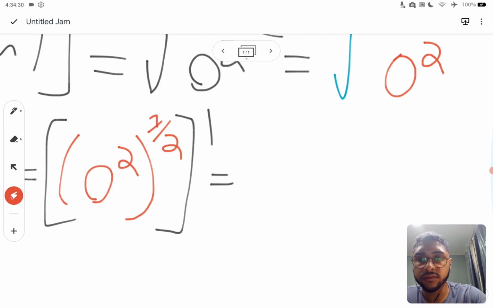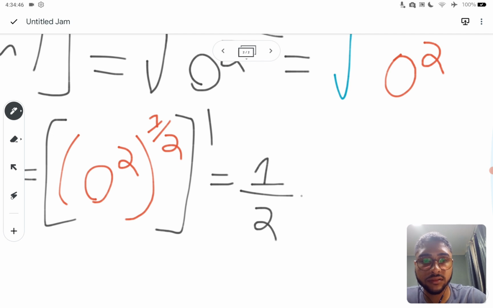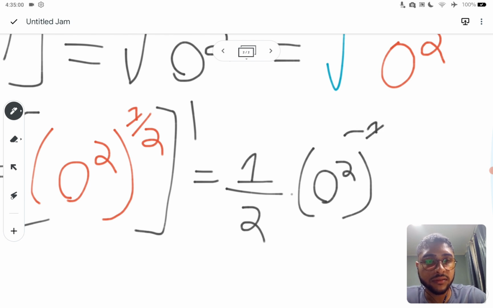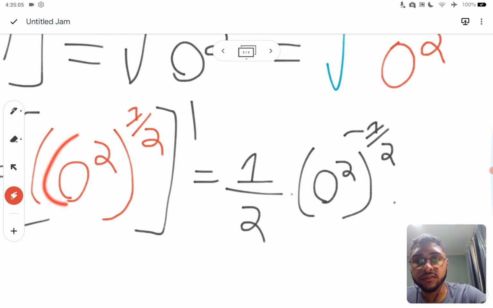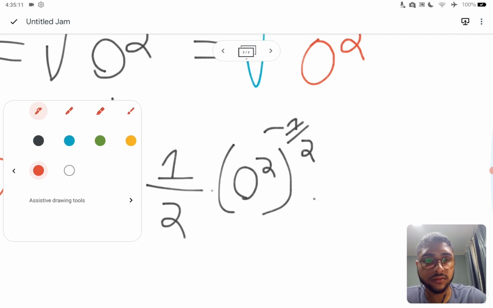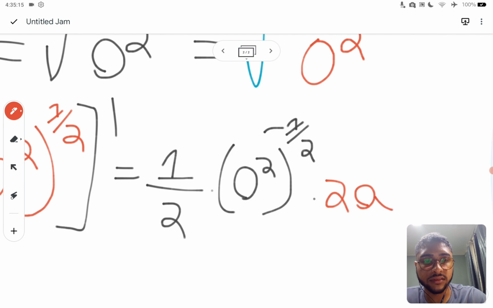Using the chain rule, we need to use the famous power rule. We bring the power in front of a squared, so it will be 1 over 2 times a squared to the power of 1 over 2 minus 1, which is minus 1 over 2, times the derivative of the inner function, which will be 2a.